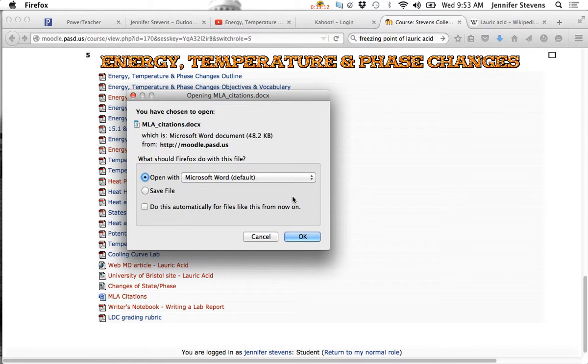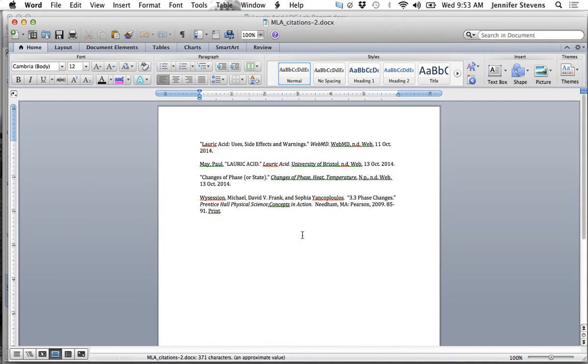Now when you're using these, you are going to need to cite the information in a works cited. And I actually have an MLA citations page for you: the WebMD article, the University of Bristol site, and the changes of phase. Now notice here I have a 4th one. This is actually referring you to your textbook, specifically Chapter 3, Section 3. You may also use that to help you with your background research in terms of things on phase changes. I highly suggest you use that. We have textbooks here and available in the room, so use those to your advantage. You don't have to keep carrying it home.